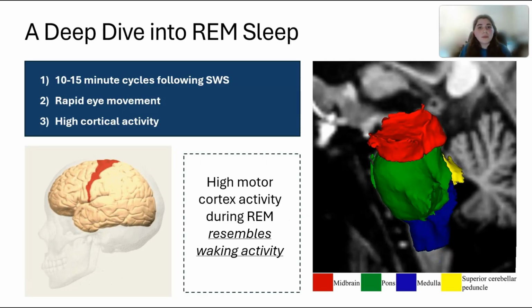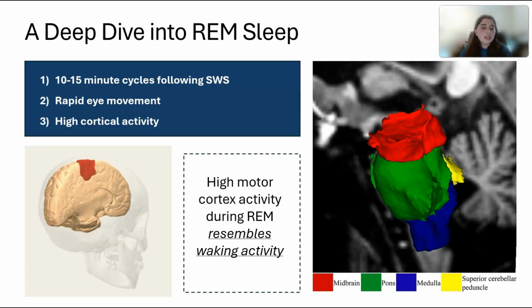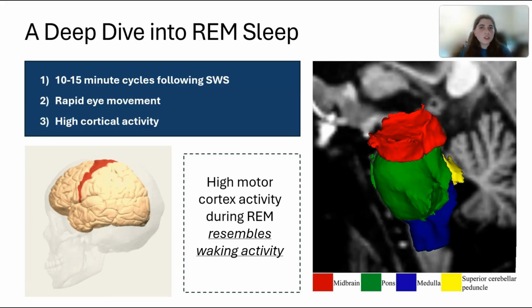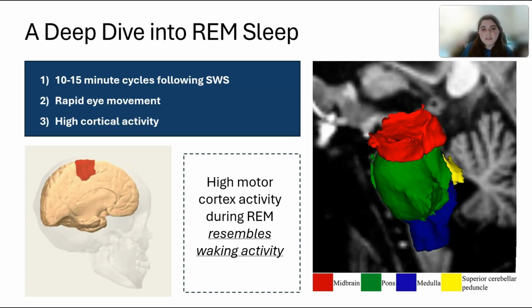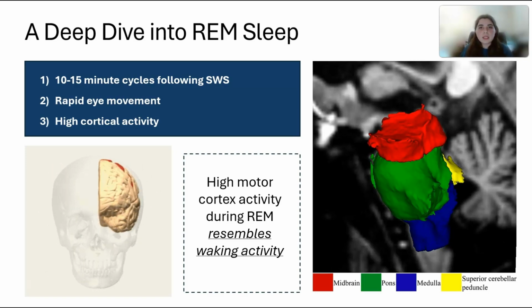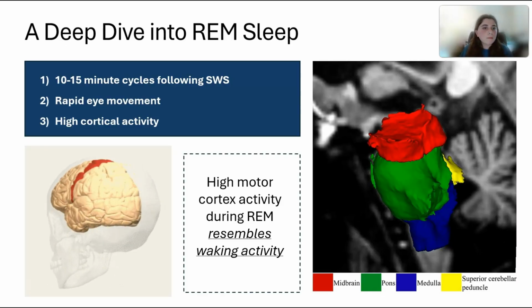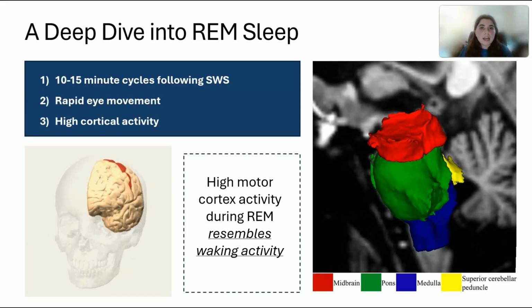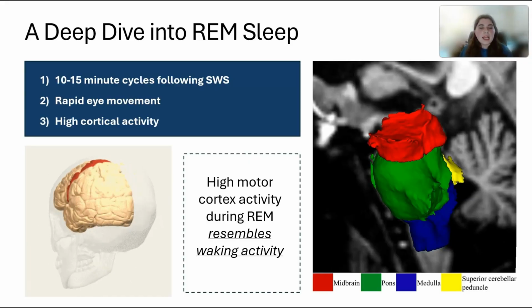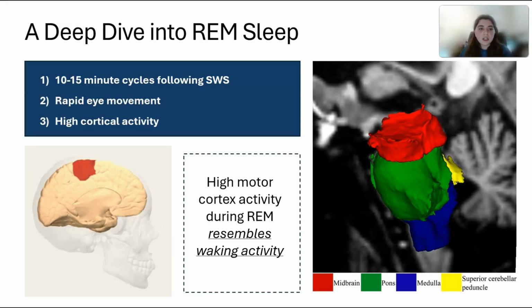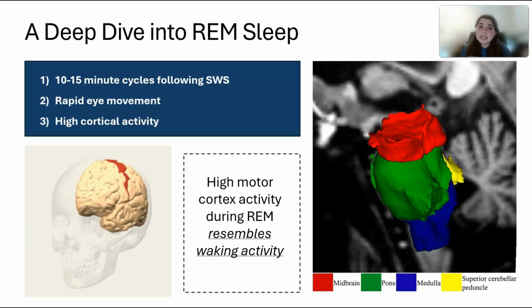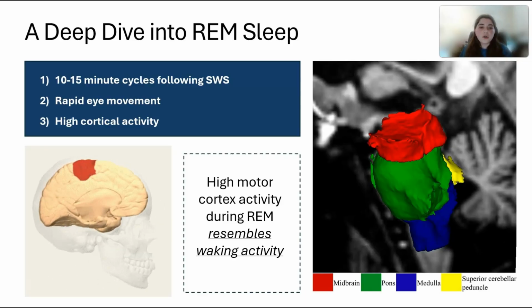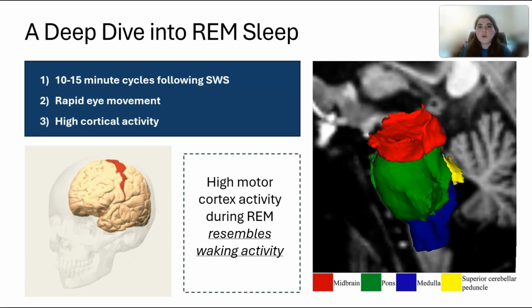Next, I'll do a bit of a deeper dive into REM sleep. In contrast to the 75-minute cycles of slow wave sleep, you're generally going to go into REM sleep in about 10 to 15-minute cycles, and so SWS and REM sleep will switch off with each other. As I already mentioned, but just to reinforce it, REM sleep is characterized by rapid eye movement, and during REM sleep, it's fascinating to note that there is very high cortical activity, specifically within the motor cortex. And so within the motor cortex, you're going to have levels of activity that resemble waking activity.